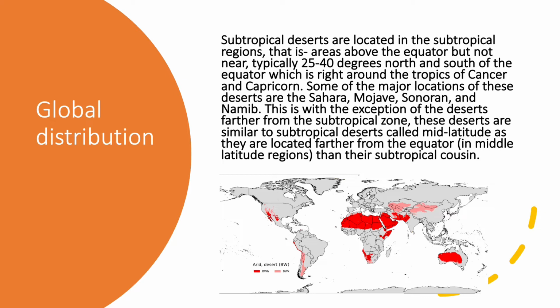This is the exception of deserts farther from the subtropical zones. These deserts are similar to subtropical deserts, called mid-latitude deserts, as they are located farther from the equator in middle latitude regions than their subtropical cousins.